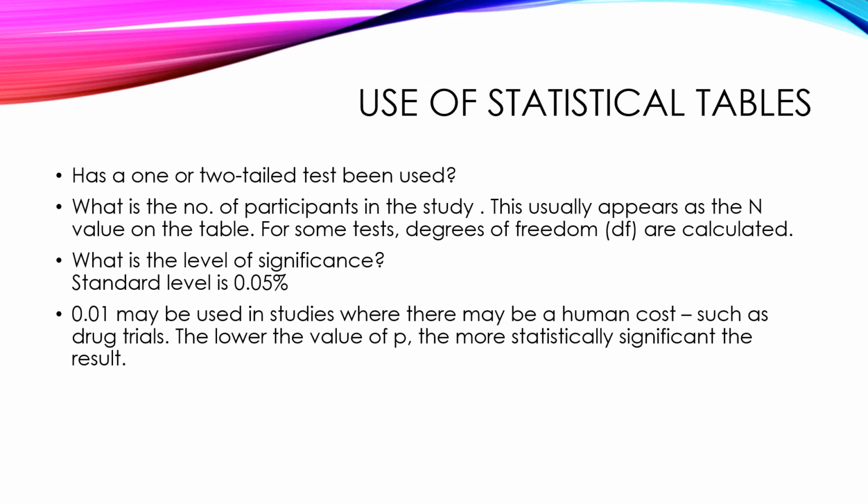So you'd look at that column, and 0.01, so this is 1%, this is much stricter. This is usually used in studies where there is a human cost. So things like drug trials, for example, where it's going to benefit society significantly, we need to make sure we're using a stricter level of significance. And the lower that p-value, that calculated value, the more statistically significant the result will be.